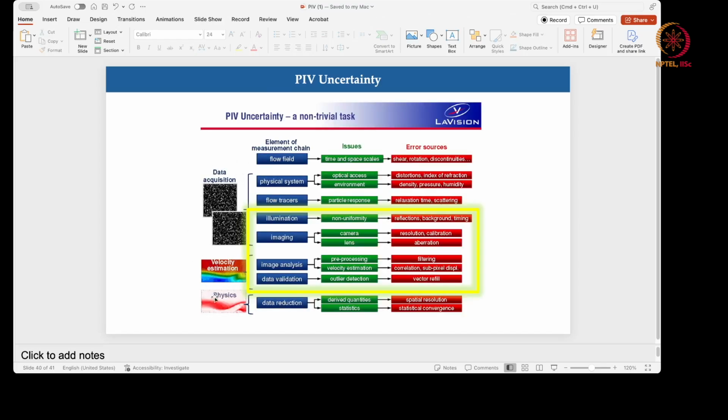You can see there is data acquisition, there is velocity estimation, there is physics, which is the fluid mechanics essentially. And you have the flow field, physical system, flow tracers, illumination, imaging, image analysis, data validation, data reduction. And then there are issues. We have optical access issues, we have time and space scales, we have non-uniformity issues, we have velocity estimation issues, we have outlier detection, derived statistics, etc. And these all lead to error sources in shear, distortions, resolution issues, filtering issues, correlation issues. All these issues come into the picture. This is taken from LaVision, and this shows that this is indeed a non-trivial task.